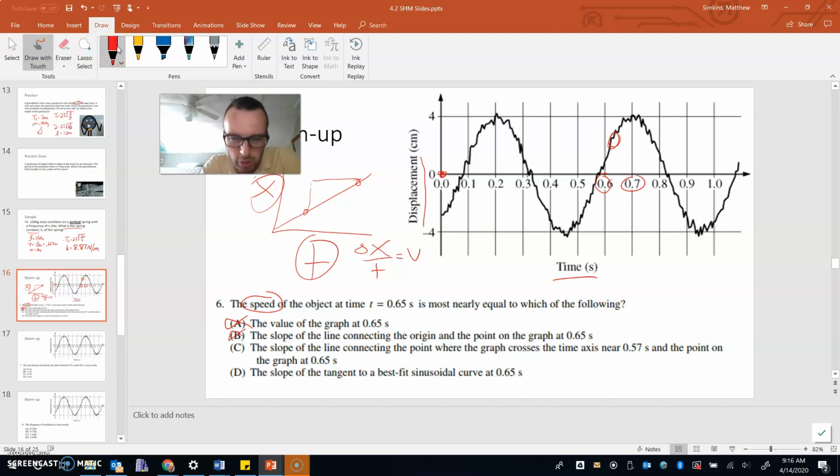How about C and D? The slope of the line connecting the points where the graph crosses the axis near 0.57, so like here, and the point of the graph at 0.65, which is like here. That's a pretty good estimate, right? But check this last one out. D, the slope of the tangent to a best fit sinusoidal curve at 0.65.